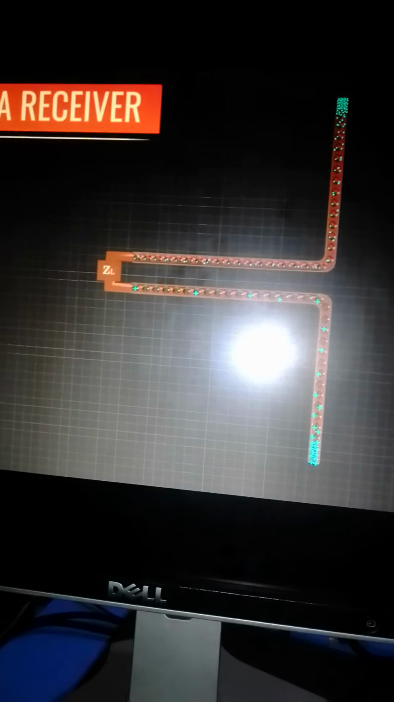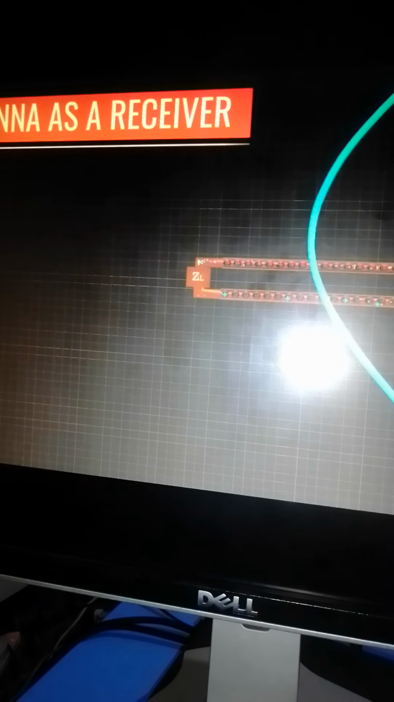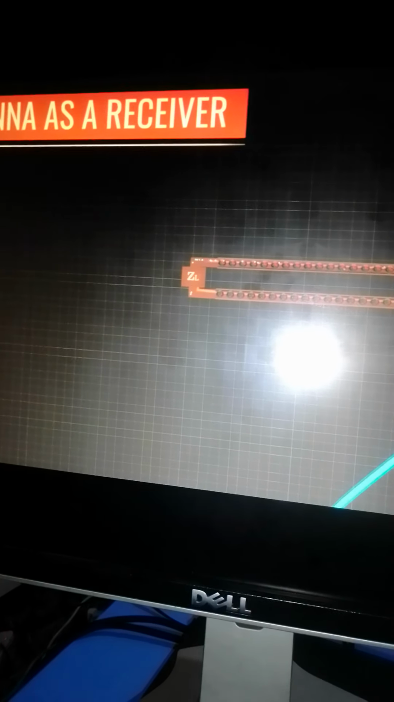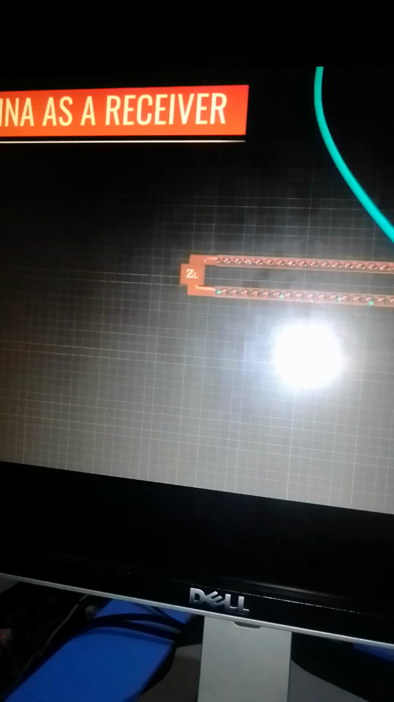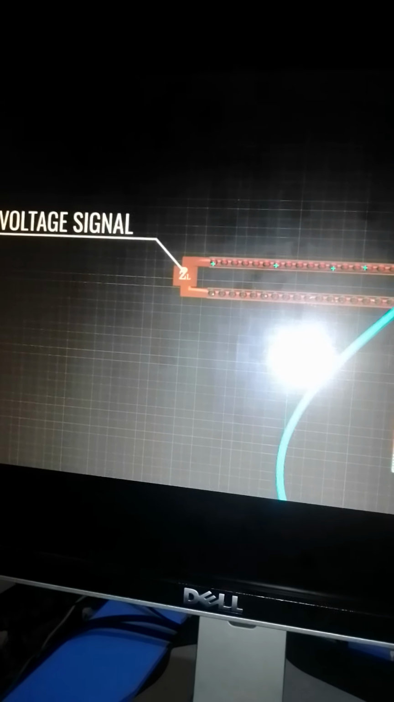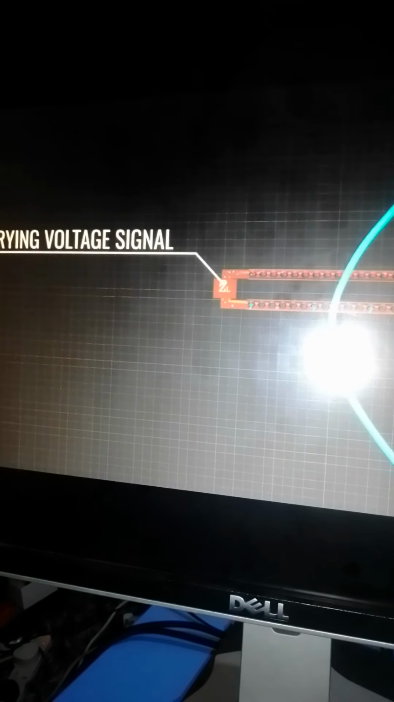The same antenna can act as a receiver if the operation of the antenna is reversed. When propagating electromagnetic waves strike the antenna, the oscillating fields of waves create positive and negative charges at the ends of the antenna. The varying charge accumulation means a varying voltage signal is produced at the center of the antenna. This voltage signal is the output when the antenna works as a receiver.